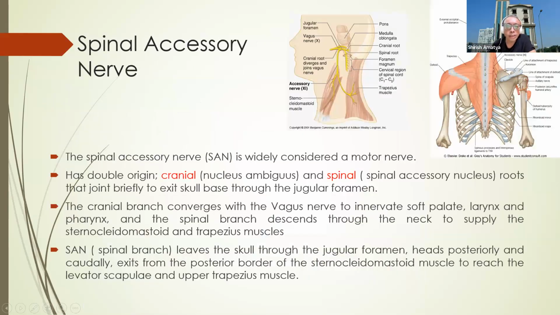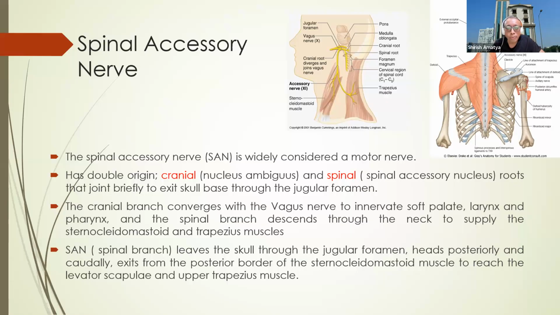So starting with spinal accessory nerve, it is considered a motor nerve, and it has a dual origin. As you can see in the picture in the upper part, it has a cranial root which arises from the nucleus ambiguus of the brainstem, and it also has a spinal root which arises from the spinal accessory nucleus located in the anterolateral aspect of the cervical part of the spinal cord. These two roots unite just before exiting through the jugular foramen, and immediately after exiting, the cranial and spinal parts separate again.